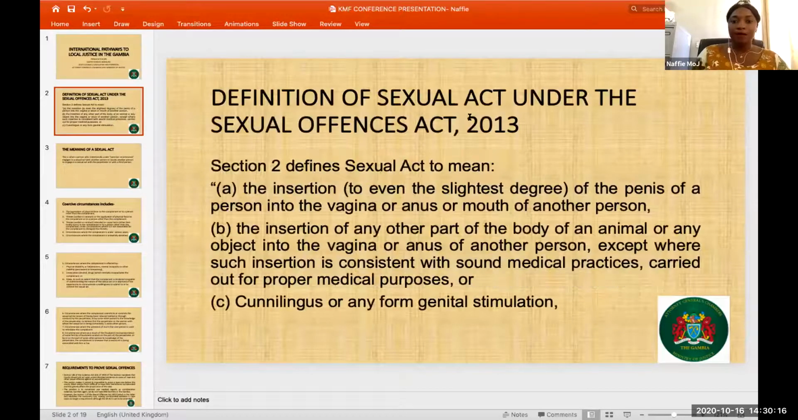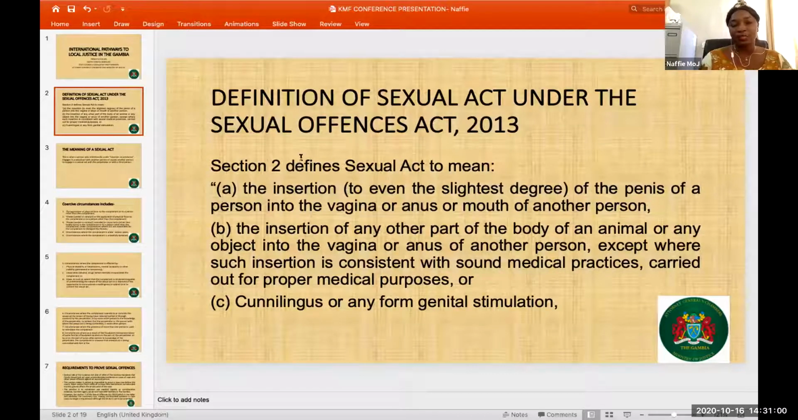Right. So I've extracted the definition from our existing Sexual Offences Act 2013, which defines a sexual act. It means the insertion to the slightest degree of a penis or of a person into the vagina or anus or mouth of another person. The insertion of any other person, of the body of an animal or any object into the vagina or anus of another person, except where such insertion is consistent with sound medical practice carried out for proper medical purposes, or cunnilingus or any form of genital stimulation.